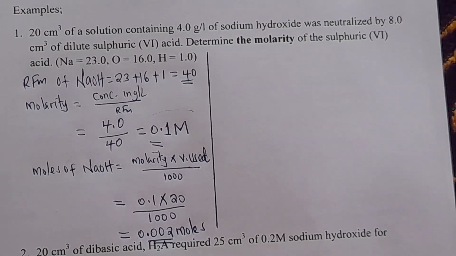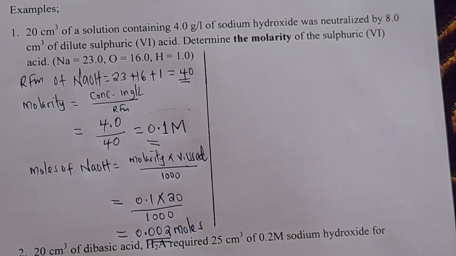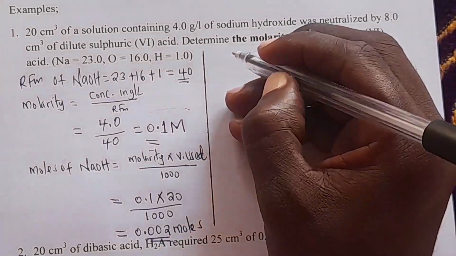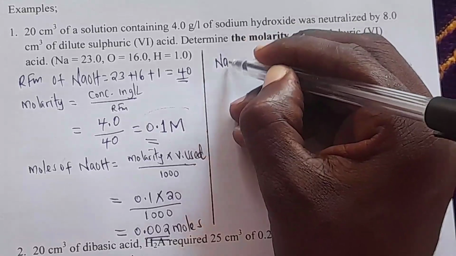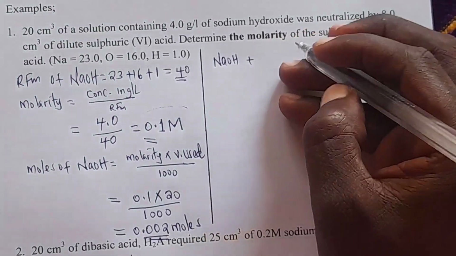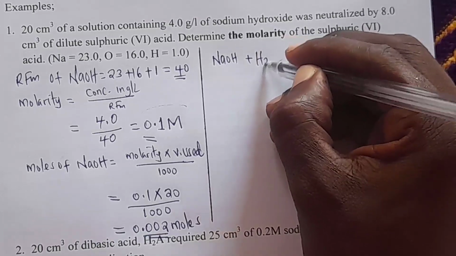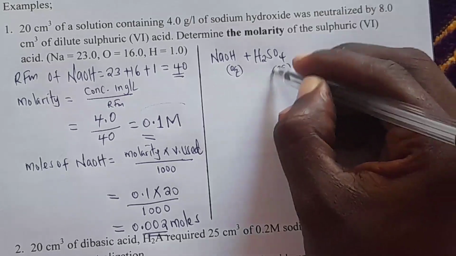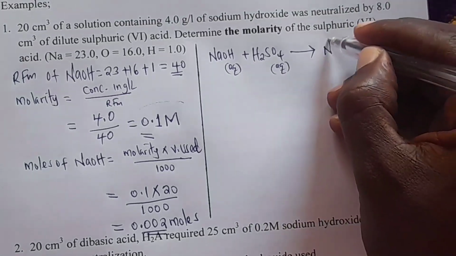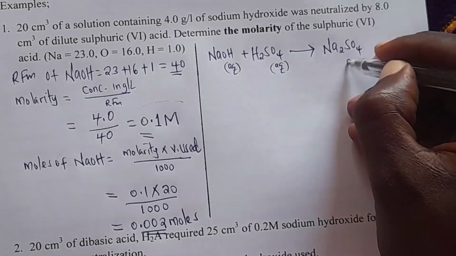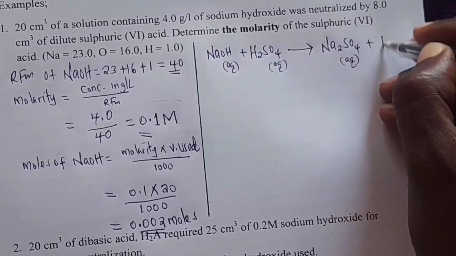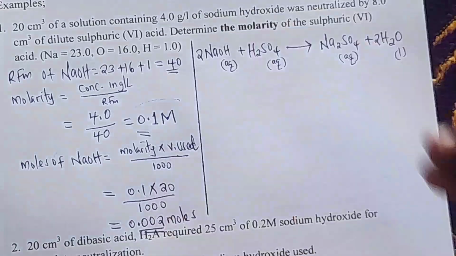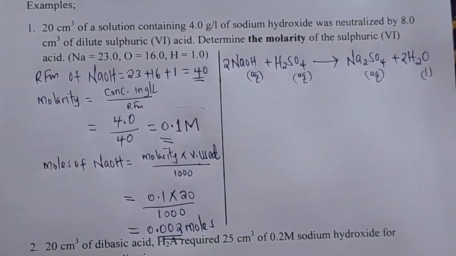Next step, you are supposed to write the balanced chemical equation for the reaction between the standard solution and the analyte. The standard solution here is sodium hydroxide, and the analyte is sulfuric acid. Sodium hydroxide is aqueous, sulfuric acid is aqueous. When they react, we get sodium sulfate, aqueous, plus water, which is liquid. So we are supposed to balance the equation. We put 2 on the side of sodium hydroxide and 2 on the side of water to balance the equation.